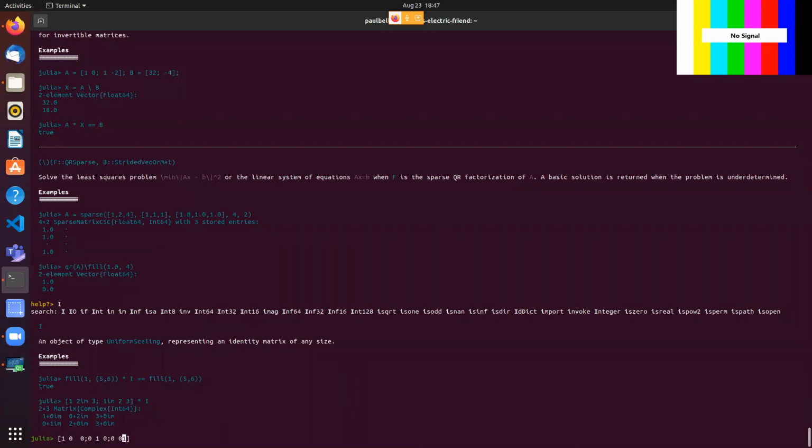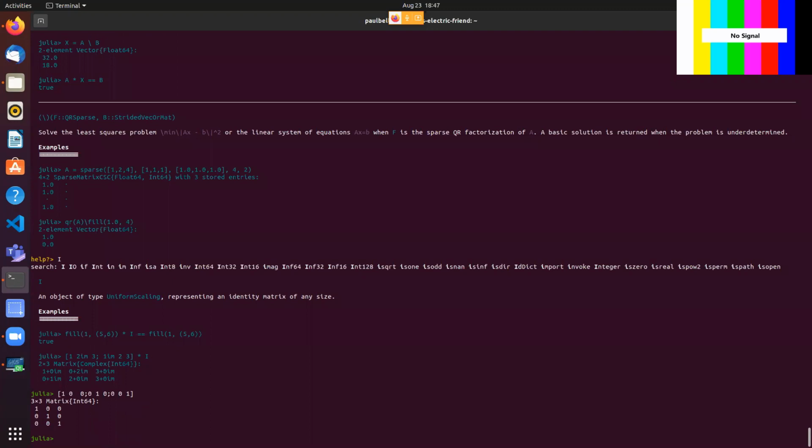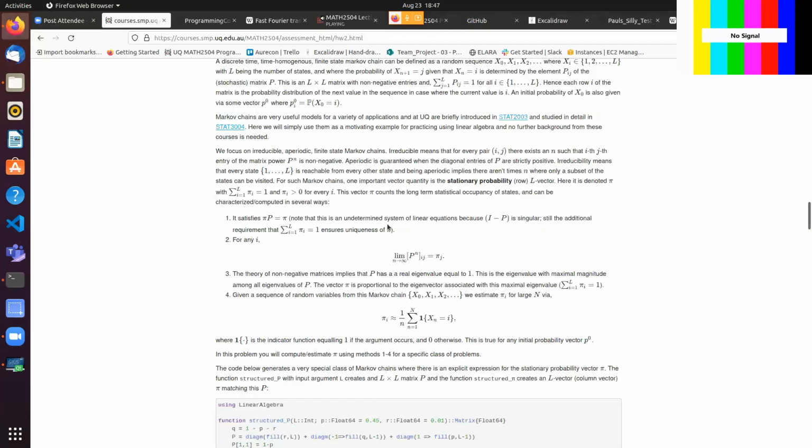0, 0, 1. You know, that's an identity matrix. You multiply that by itself. So if you try to take this minus P and invert it, it won't actually work. So you can't solve this directly, but you have a constraint.